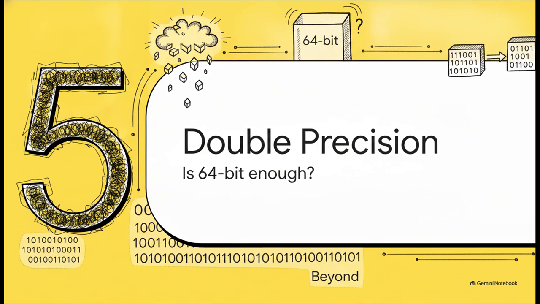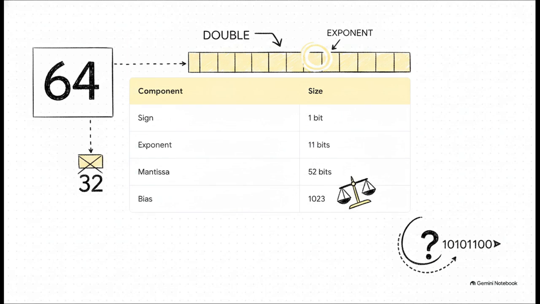Which brings us to our final section, double precision and beyond. So a really common workaround you'll see is developers abandoning float and using the double data type instead. A double upgrades the architecture to 64 bits. The exponent gets 11 bits, which changes our bias to 1023, by the way. But crucially, the mantissa gets a massive upgrade to 52 bits. This gives you way more runway to store binary fractions. You will absolutely get much higher accuracy than a float.